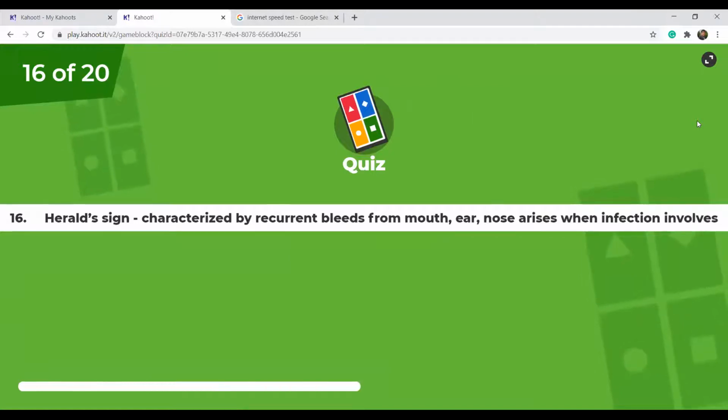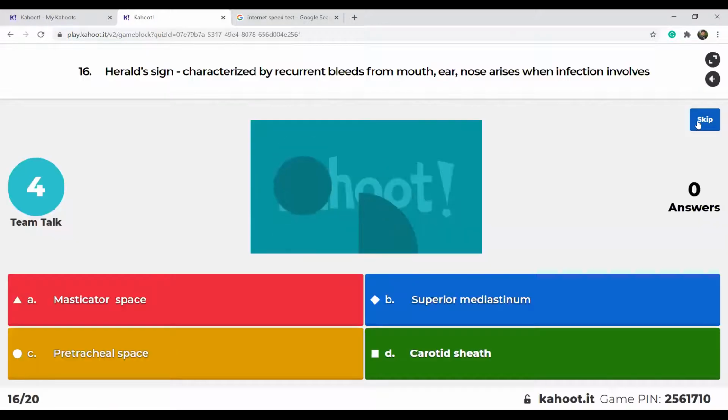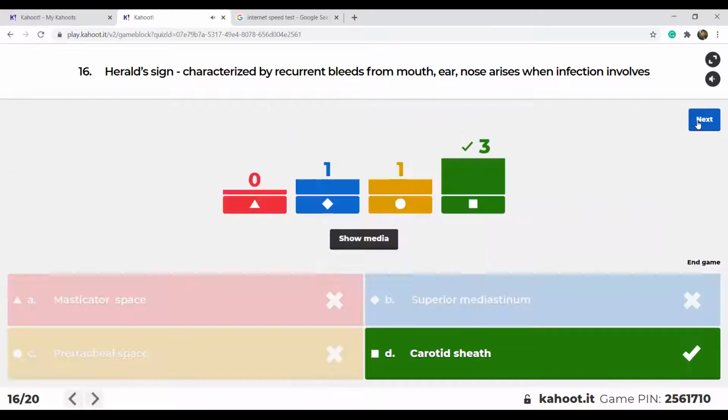Okay, herald sign characterized by recurrent bleeds from the mouth, ear, nose arises as a complication when infection involves masticator space, superior mediastinum, pretracheal space, or the carotid sheath. Which one is that? You should be really fast with this. Easy one. The answer is carotid sheath. See, this is one of the serious complications of lateral pharyngeal space infection, which leads to carotid artery erosion or rupture.